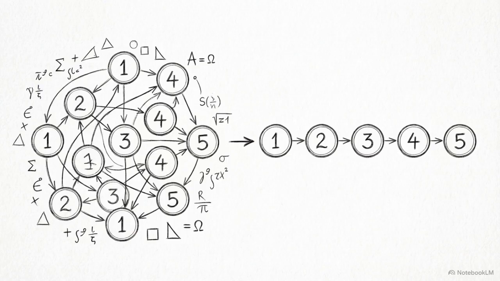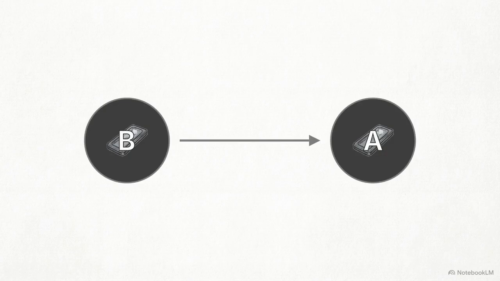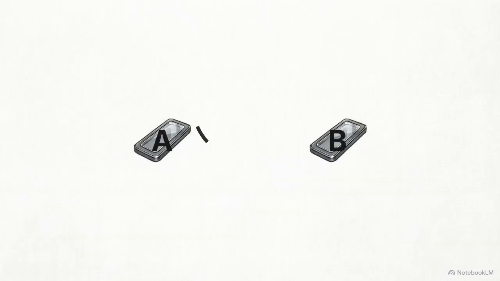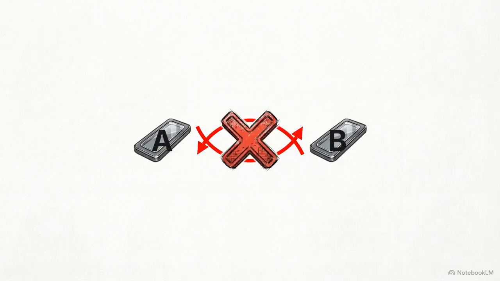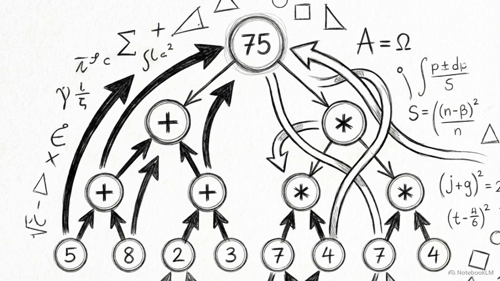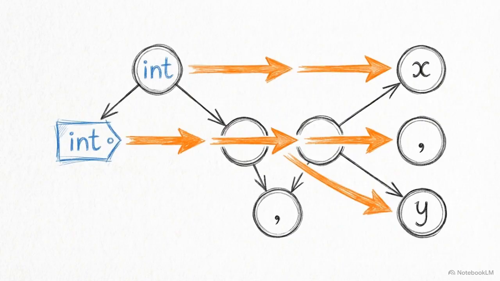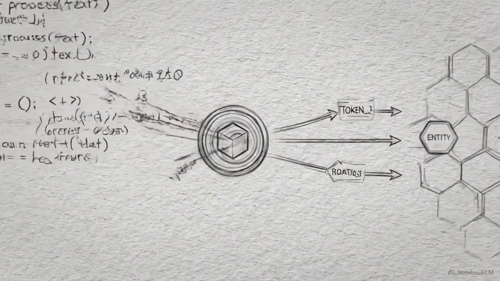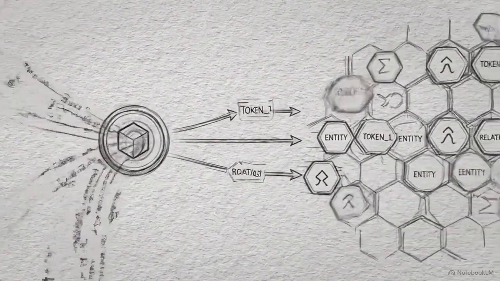To evaluate the attributes, the compiler performs a topological sort. This establishes an ordering of the nodes guaranteeing that if attribute A depends on attribute B, B is calculated first. This table summarizes the functional differences. If the graph contains a cycle where A depends on B and B depends back on A, the topological sort fails, making the definition invalid. S-attributed models use synthesized attributes evaluated bottom-up for mathematical computation. L-attributed models incorporate inherited attributes evaluated left to right to establish contextual scope. The direction of attribute flow is the immutable blueprint that determines whether a compiler can successfully translate code into meaningful action.